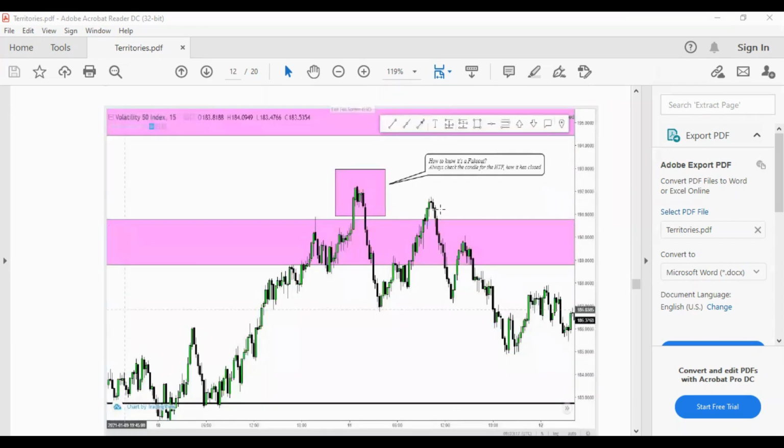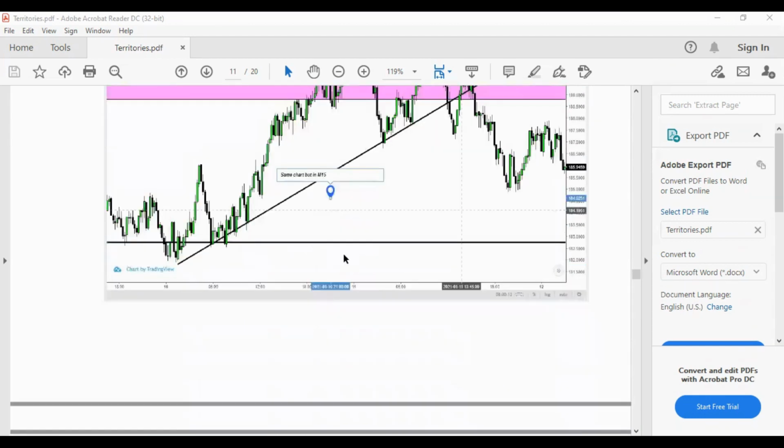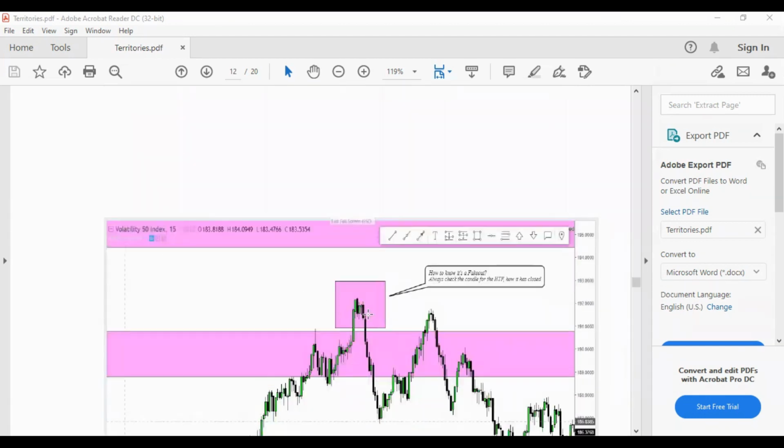You see? So how to know it's a fake out? Always check the candle on the higher time frame. You see? Look at how price had been manipulated in these areas. A lot of people would fall for such, thinking that it's a breakout. Let's give an example. Say this looks like a nice breakout. Candles closed above this area, and you can see here.